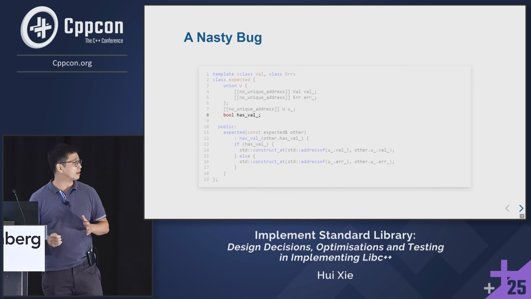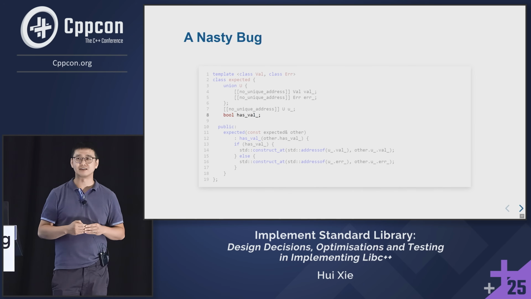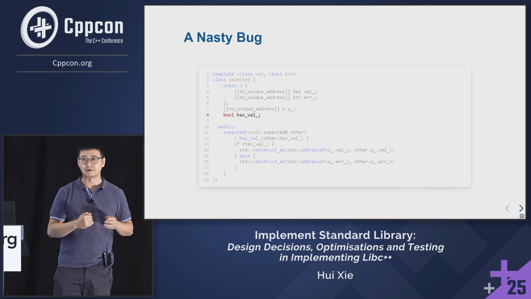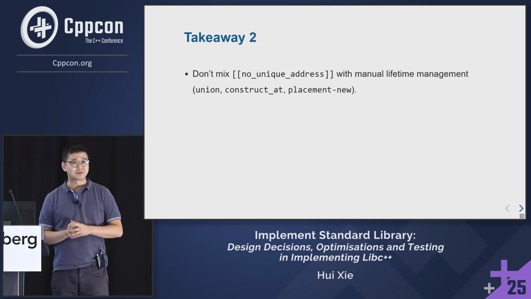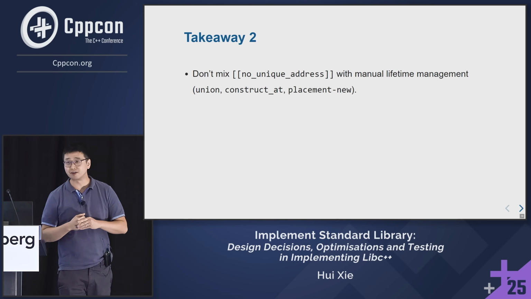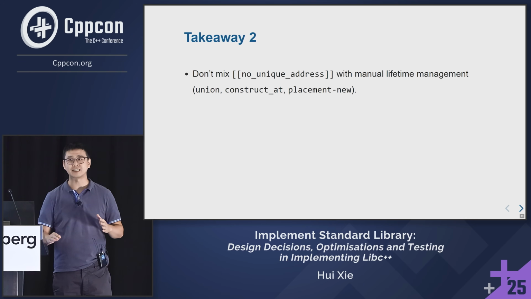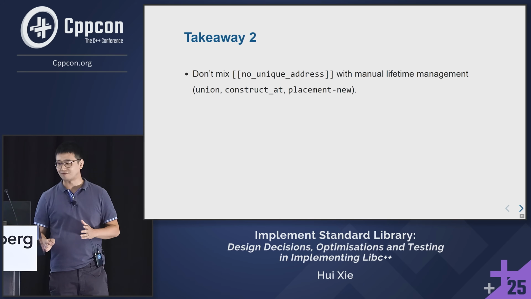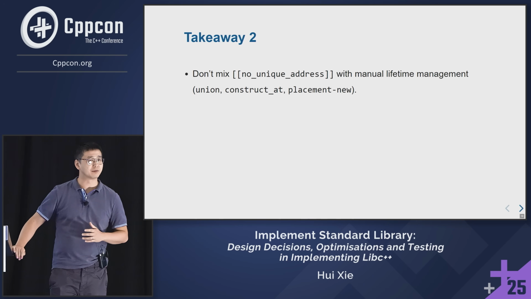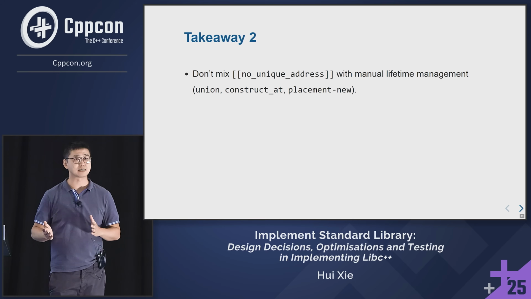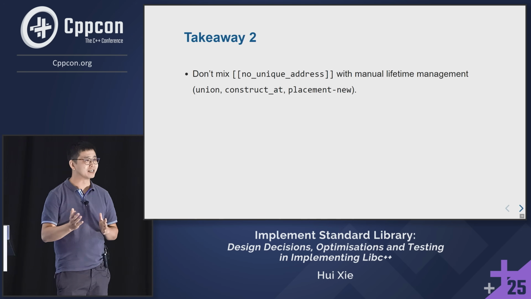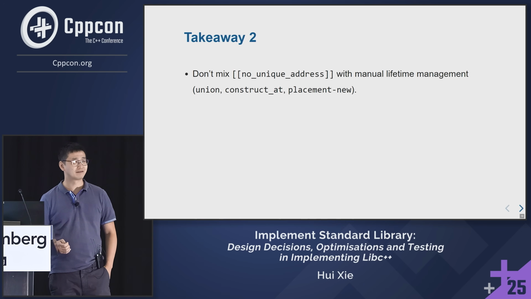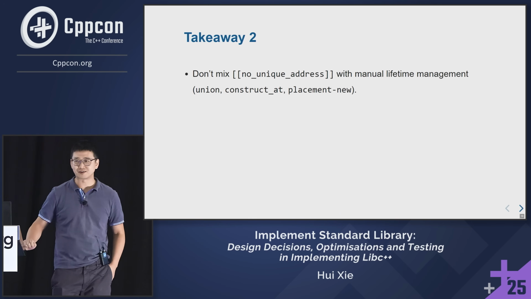To fix this particular bug, we have to initialize this Boolean after we invoke the constructor, the initialization of the foo, the value or the error. But the takeaway from this example I'd like to share is that no unique address is great, and you can use it safely in most cases to make your memory more compact. However, don't mix it with manual lifetime management like union or construct_at or placement new. Otherwise, you run into the possibility of memory getting overwritten. Right. Any questions before I move on to the next example?